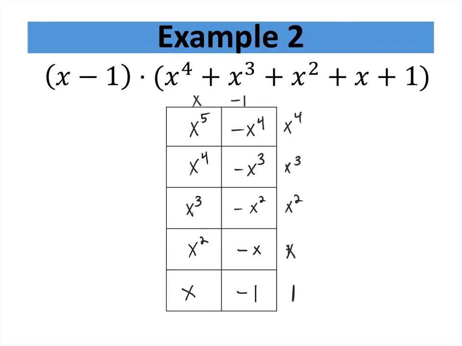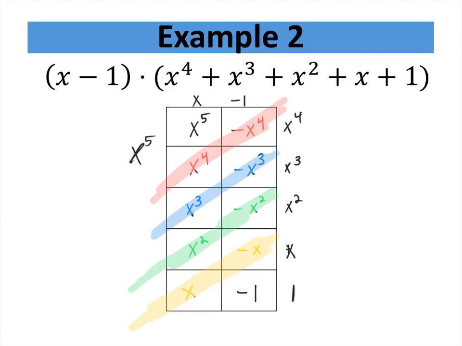Notice our diagonals are really nice because they line up perfectly. And this doesn't always happen. Remember, this doesn't always happen. But they end up canceling each other out. So I'm left with x to the power of 5.